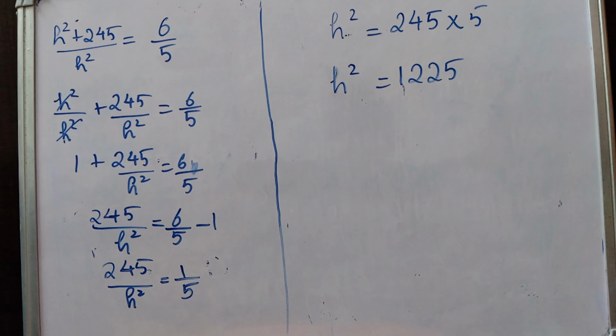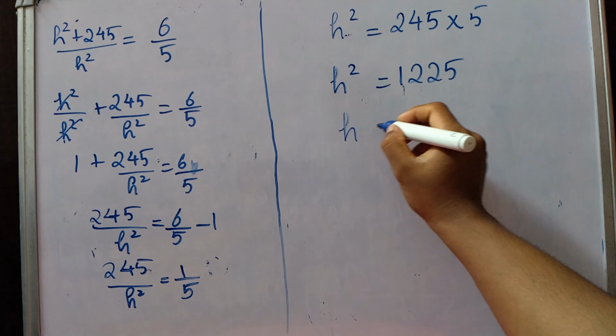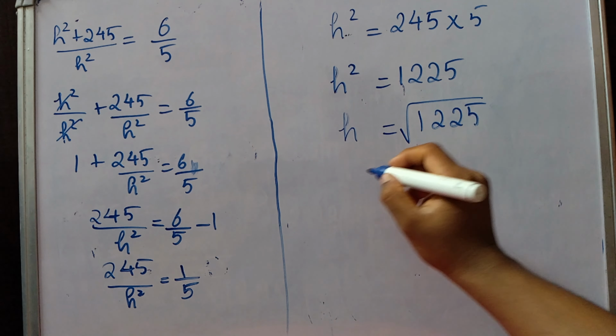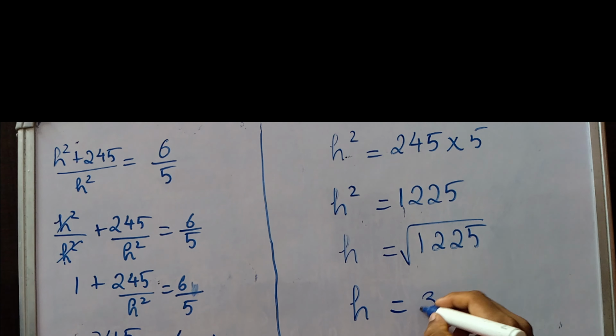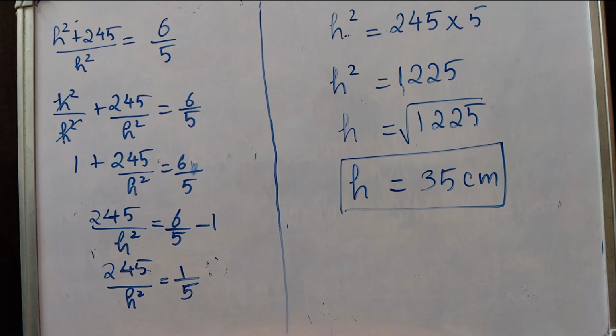Now taking the square root of 1225, we get H. H is equal to the square root of 1225, so H is equal to 35 centimeter. So now we have found the height. Now we have to use the other condition that is given, that is, TSA is equal to 1848 centimeter square.